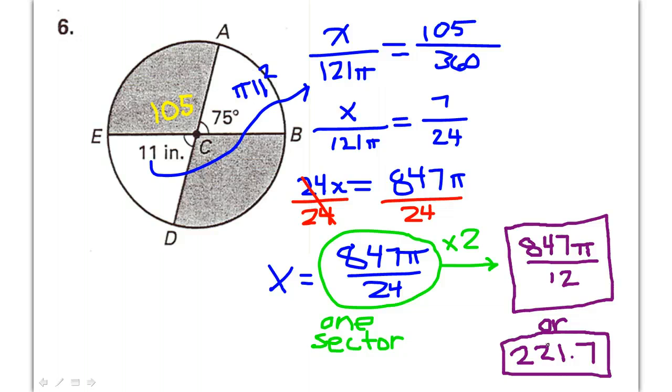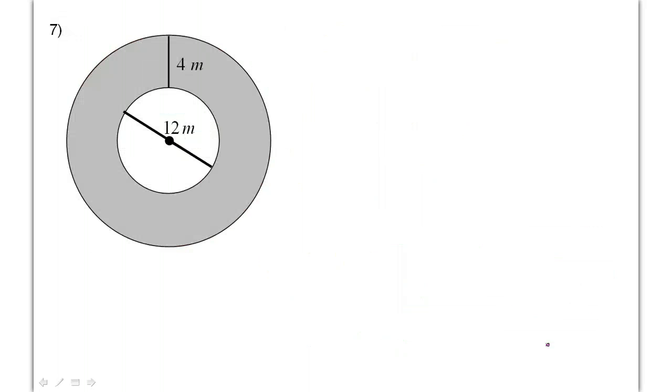Stand by. All right, look at number 7 with me, please, very carefully. Tell me our strategy for this problem. You find the area of both, and then you subtract one from the other. Right. Let's think of this as the big circle and then the smaller circle on the inside.